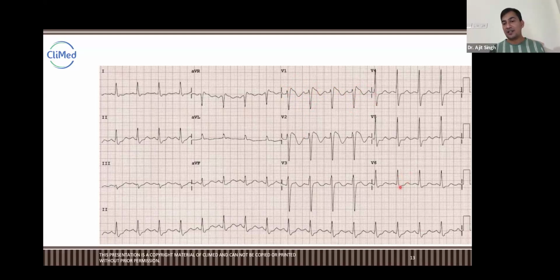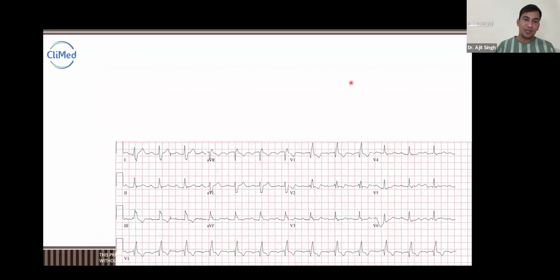See, W is here, like W. In the bigger picture also, W is smaller. If you are very expert, you will find out, okay, the QRS complex is W. Here the QRS complex is M. Here the QRS complex is M. Very, very simple to understand. Okay, I hope you understood, guys.